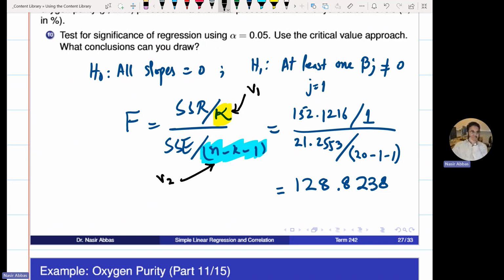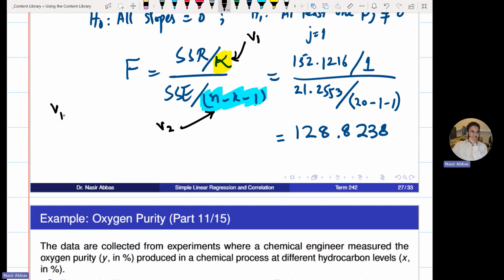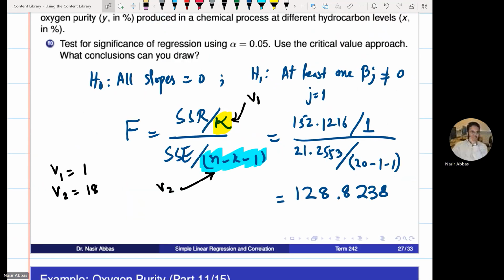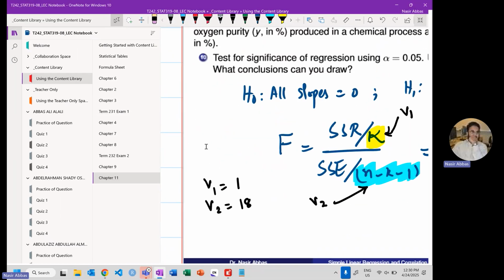So to go to the table, you need to find V1 and V2. What is V1 in this question? 1. What is V2 in this question? 18. So to go to the F table, you need V1, you need V2. Now go to the F table. Is alpha given to us in the question? So you will go to the F table where alpha is 0.05. For each value of alpha, there is a different F table. So let me show you now the F tables.